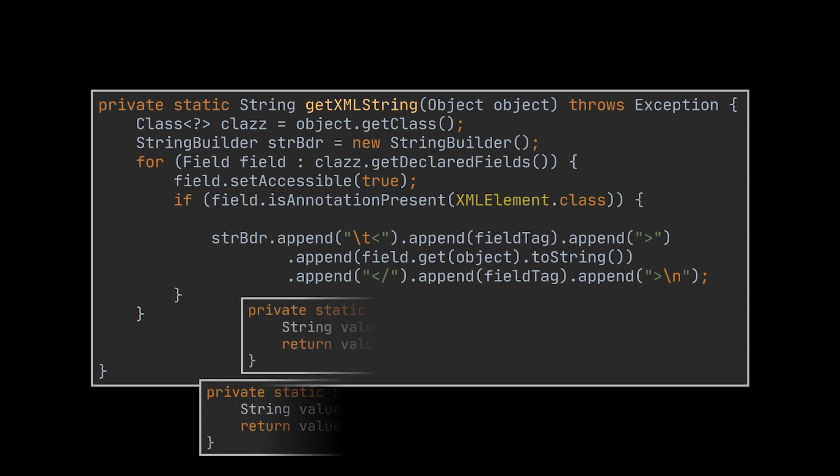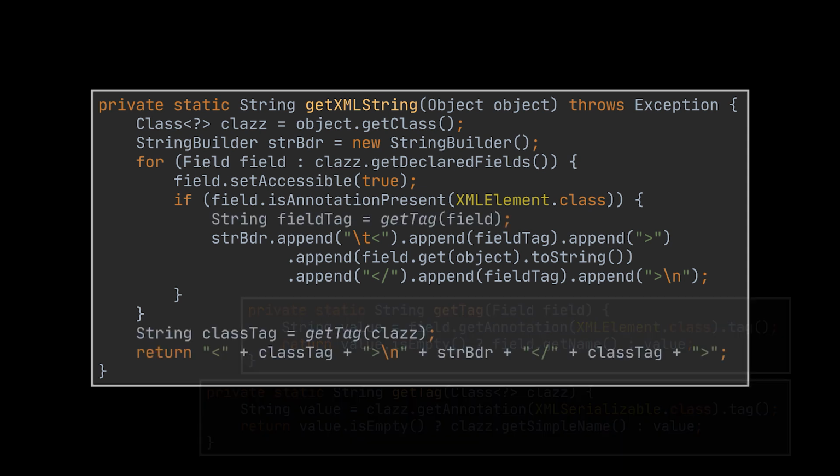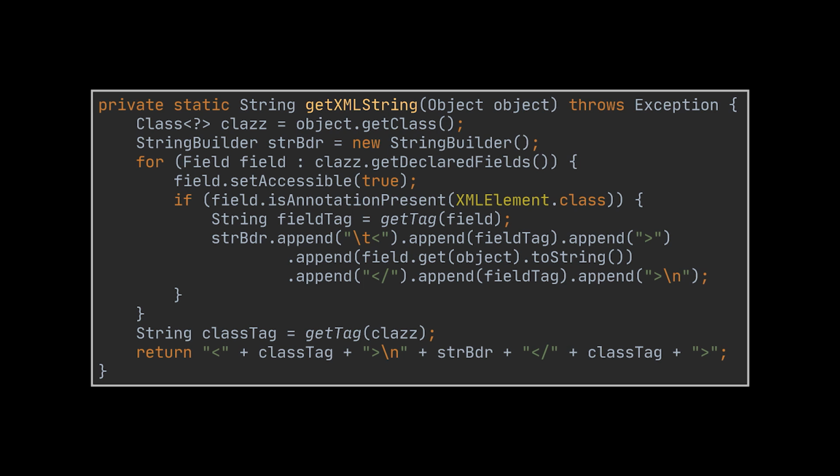To make use of the tag elements we added to our annotations, we created these helper methods that retrieve the corresponding tag value, if not empty, and use it instead of using the actual field or class name. Finally, we append at the beginning and at the end of the result the class tags and return the string containing the XML representation of the annotated class.